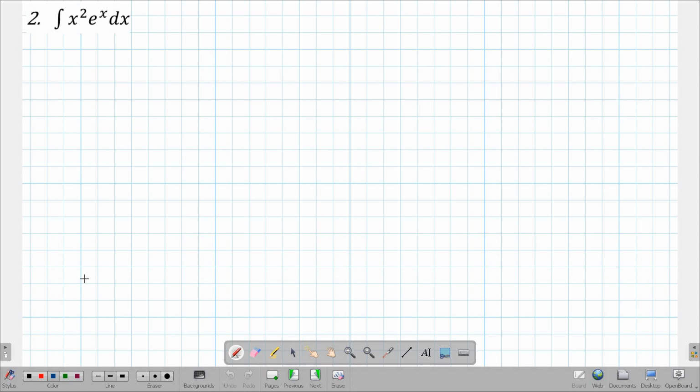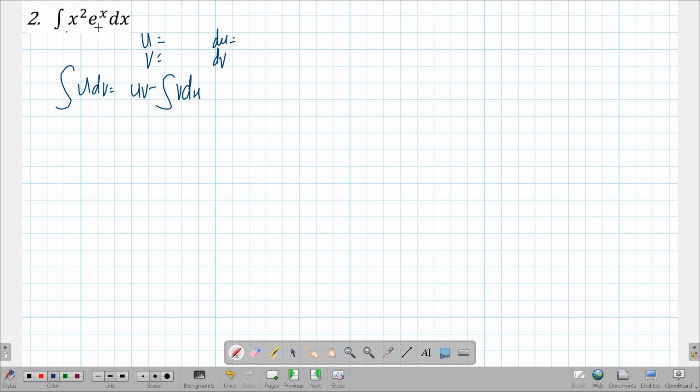So the first thing to do here is to determine which is our u, which is our dv, and then du and v will follow up. Again, the basic formula here, the integral of u dv is equal to uv minus integral of v du.